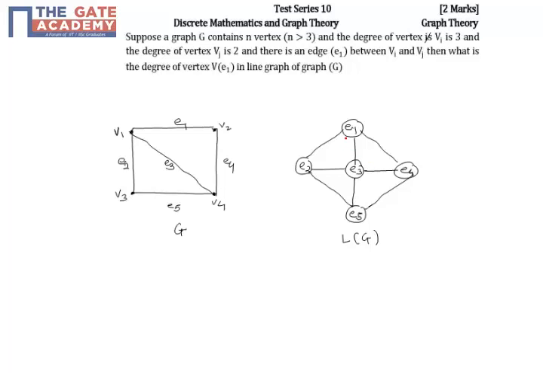That is, each vertex in the line graph represents an edge in the original graph, and two vertices in the line graph are adjacent if and only if the edges corresponding to them in the original graph share a vertex. For example, E1 and E2 are adjacent in the line graph of G because they share an endpoint, that is vertex V1, in the original graph.